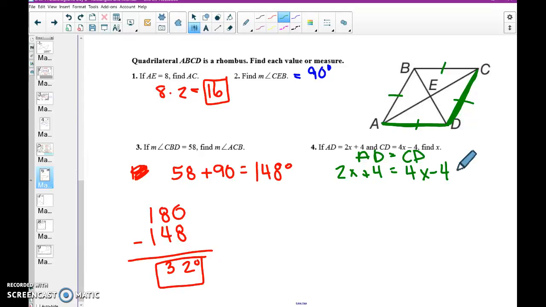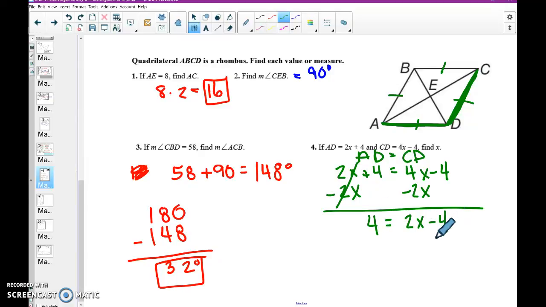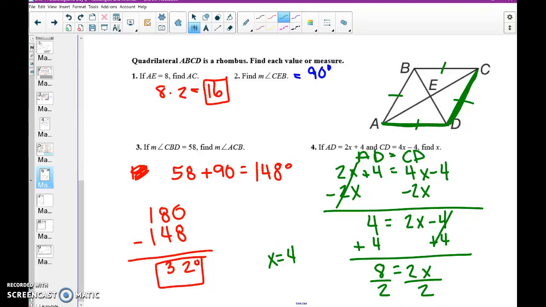From there, it's just our basic algebra. Okay, I'm going to move the 2x over here. Some of you have forgotten your algebra, so it's a good thing to watch this section too. Got to get x by itself, so let's move the 4 back over here. So I have 2x equals 8. Divide by 2 to get x by itself, and I get that x is 4.